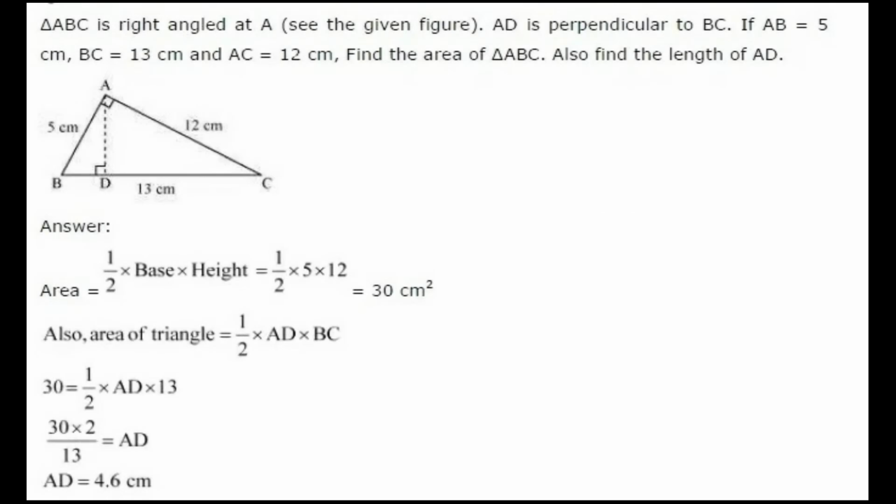This is a triangle. So triangle ABC is right angled at A. AD is perpendicular to BC. If AB equals 5 cm, BC equals 13 cm and AC equals 12 cm, find the area of triangle ABC. Also find the length of AD. So the first line is written here, ABC is right angled at A. That means AB is the base and AC is the perpendicular, that is the height, right? So at point A, that is the 90-degree point. So it is a right angle triangle and the angle is forming at point A. That means the AC is the perpendicular and AB is the base.